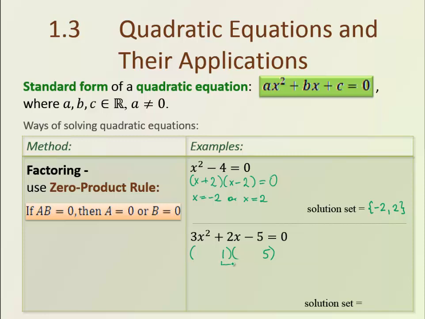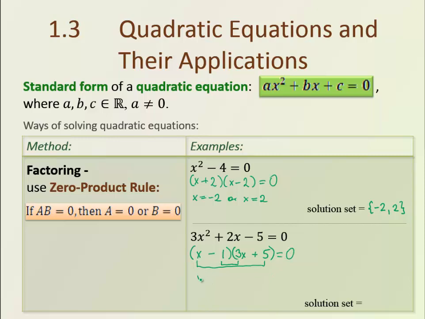However, I need to keep in mind that the inside product and the outside product, when put together, should give me 2. They should differ by 2. So if I multiply 5 times 1x and 1 times 3x, these two products will differ by 2. I need to end up with a positive 2, so 5x will be positive and 3x would be negative. So this is your factored form, and now we can easily find the roots.